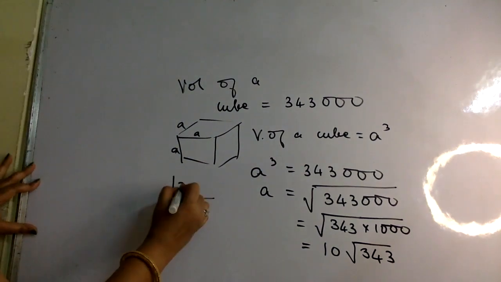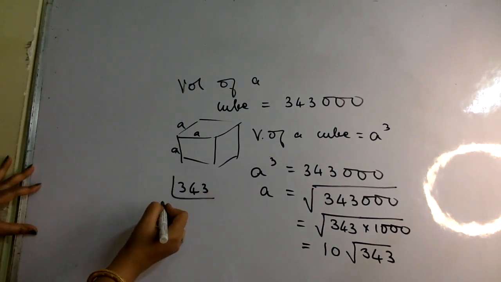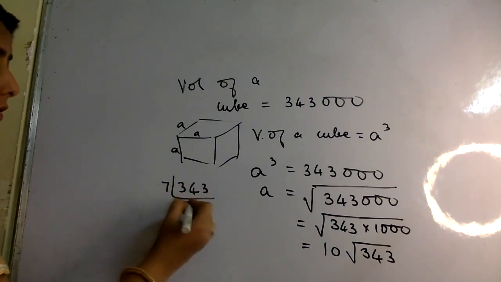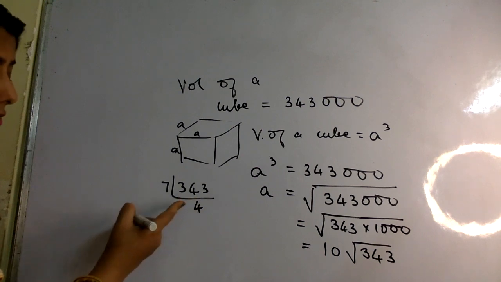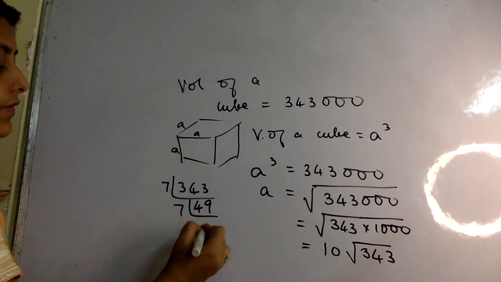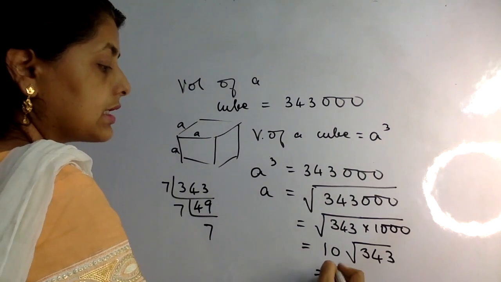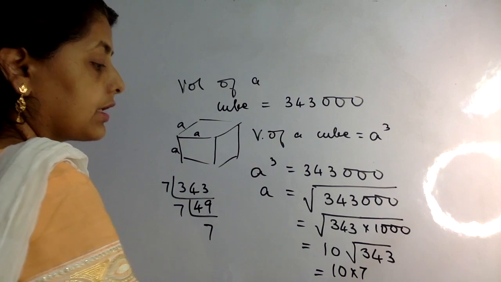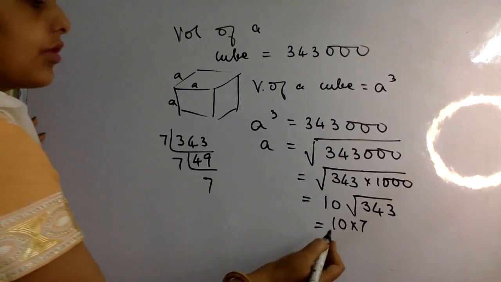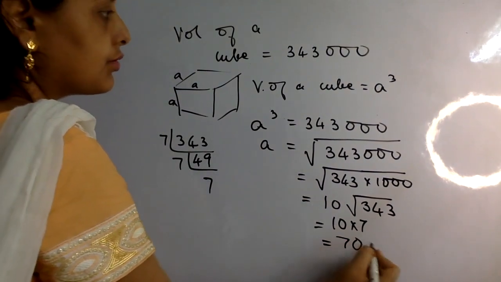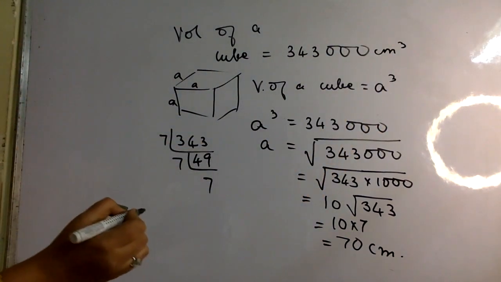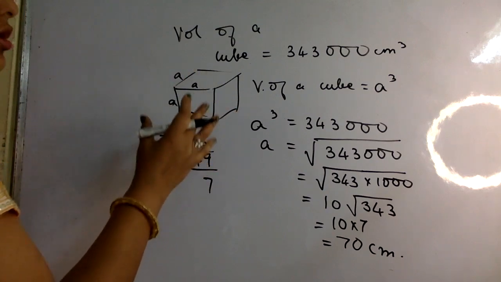So let us quickly see what is 343. Many of you will be knowing it as well. It will not go by 2, 3 or 5, but by 7. 7 fours are 28, and then 63, 7 nines are 63, and 7 and 7. So basically the cube root of this is 7, so into 7. We have got one side equal to 70 centimeters, because this was centimeter cube. This is how we can find one edge of the cube.